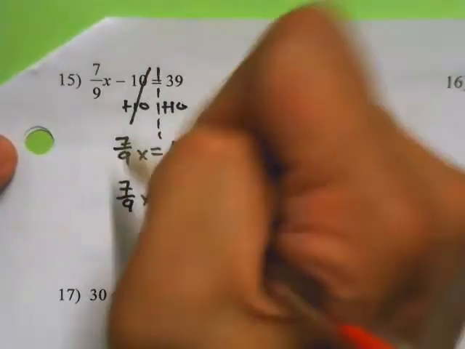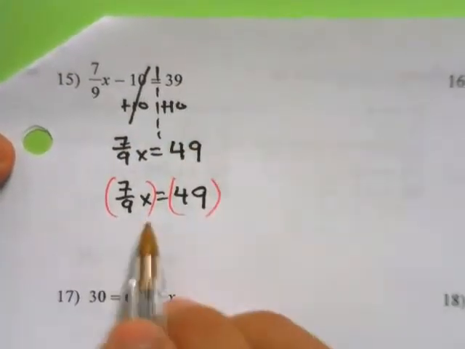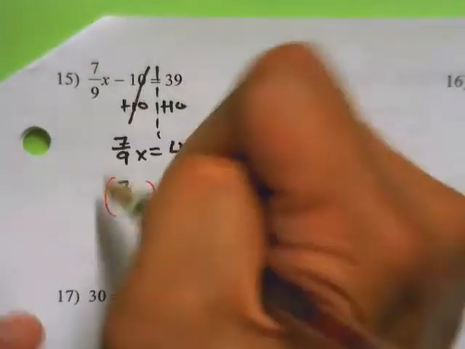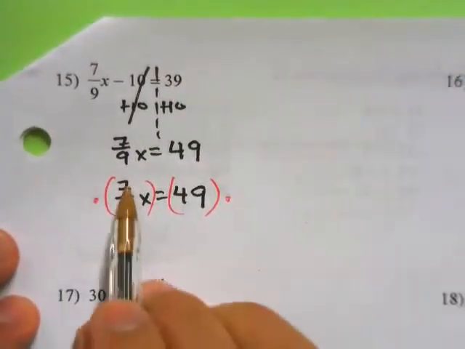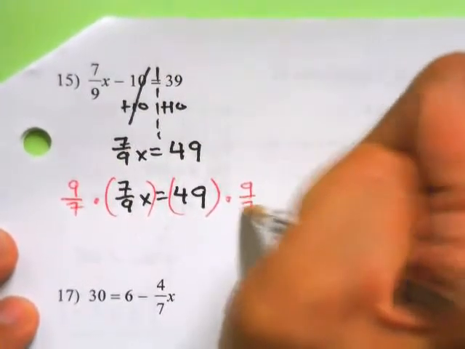This is the part where we're going to multiply by the reciprocal because we have a fraction in front of the x. So what is the reciprocal of 7 over 9? The reciprocal is 9 over 7.